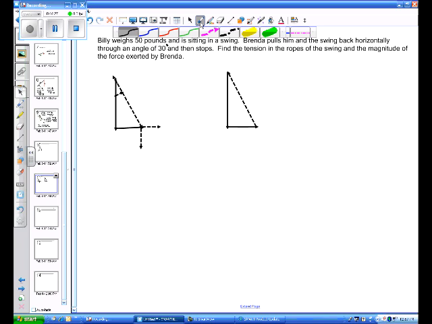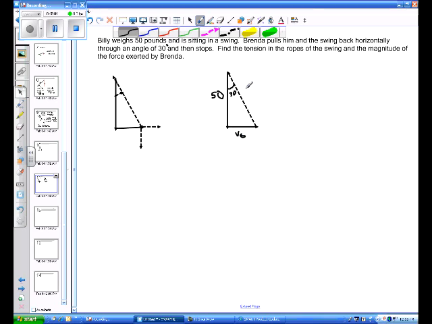Now let's label what we know. His weight was 50 pounds. And we know that the angle between him, which would be his weight, and the rope, she pulled him back at a 30-degree angle and then stopped. So what we want to do is to find the magnitude of the force. How much force is she exerting, which would be our horizontal component, if you wanted to think of that, but the force of Brenda.